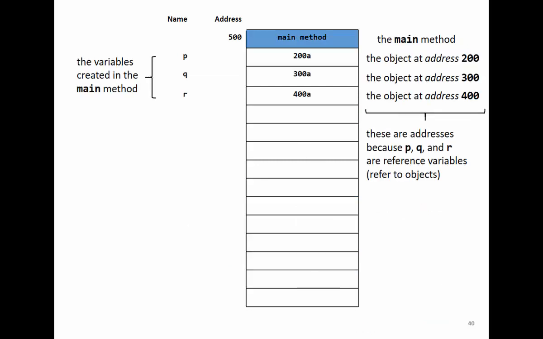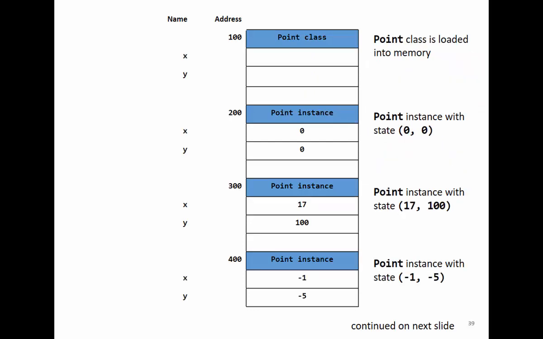Continuing in the next slide. Inside our application, the main method is loaded in memory at address 500. Inside it we have P, Q, and R. These P, Q, and R are variables created in the main method. The value for these variables is 200, that means the address 200. And what exists at address 200 is the origin point.